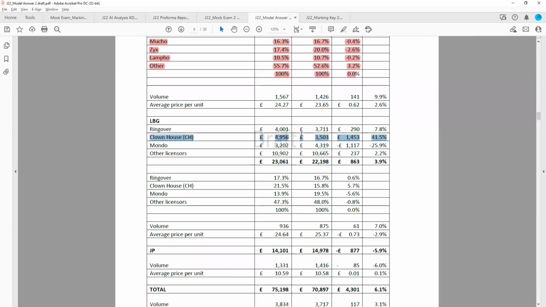So again, ideally, I'd like to comment on that, but I'd probably focus on mentioning Mondo. And I want to mention Ringover as well, because I've got a reason in the exam paper. I could see how you might be torn between, should I mention Ringover or Clown House? Well, Clown House has got a significant movement, but nothing mentioned in the exam paper. Ringover has a less significant movement, but it's mentioned in the exam paper. So, ideally comment on both, but if you don't have time, then just mention one. We'll look at the marking key and, again, just remind you that you don't have to get every single point.